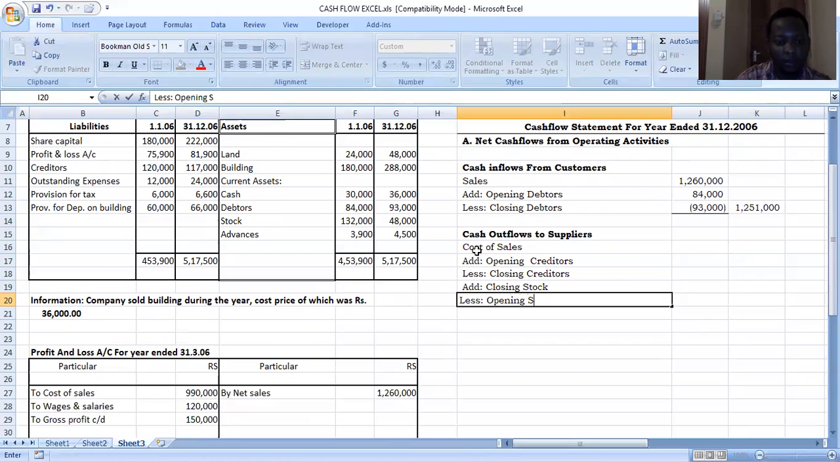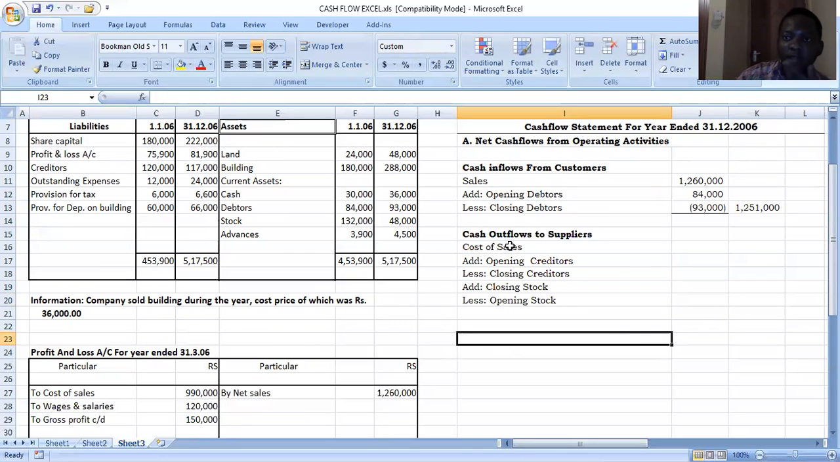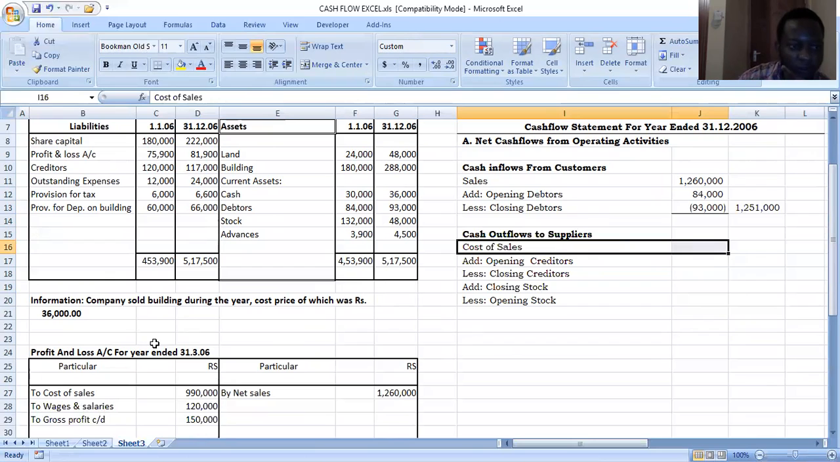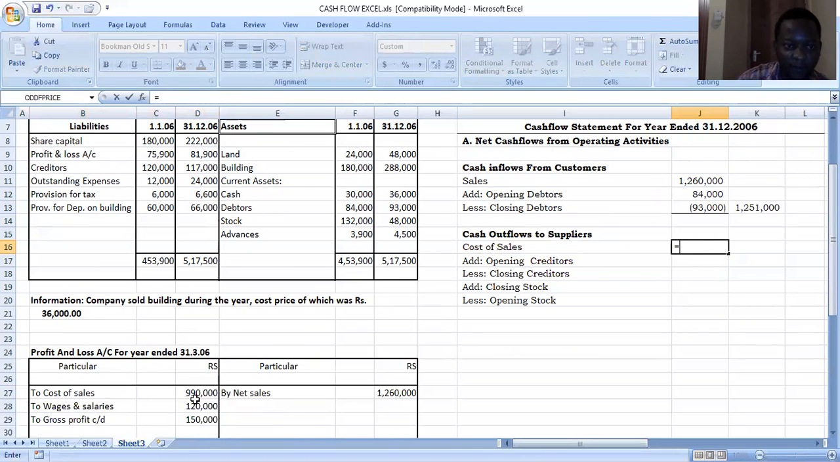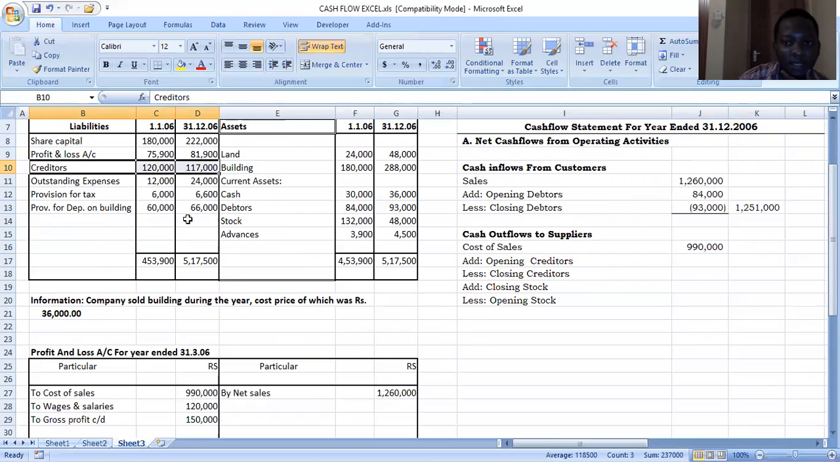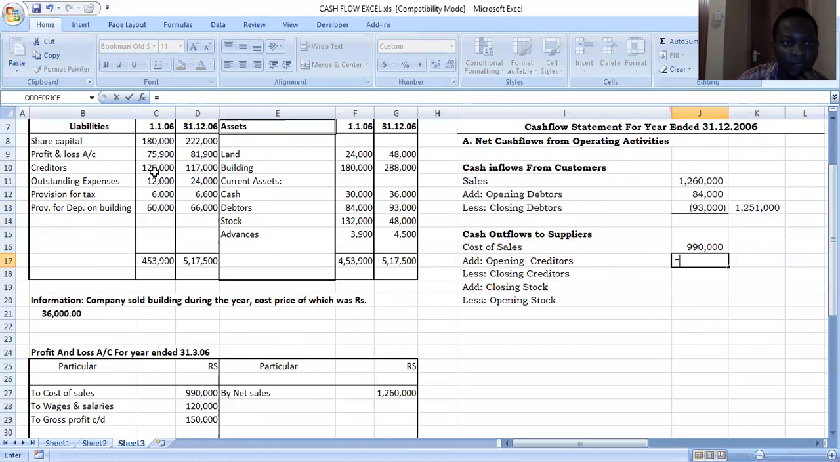So you have these items in the balance sheet. The cost of sales is in the income statement. In our income statement, the cost of sales is 990,000 shillings. So we insert it here, 990,000 shillings. Then we have opening creditors, which you can find in the balance sheet. Opening creditors is 120,000. Closing creditors is 117,000 shillings. So we insert opening creditors and less 117,000, which ought to be in brackets.